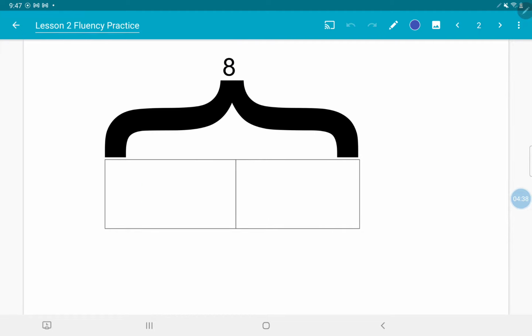This time, what's the whole or the total? 8. How many parts do I have? 2. I want you to write the 3 equations that would match this.